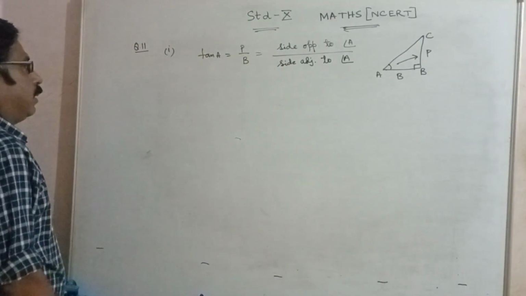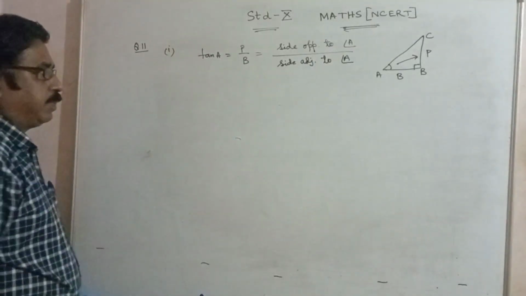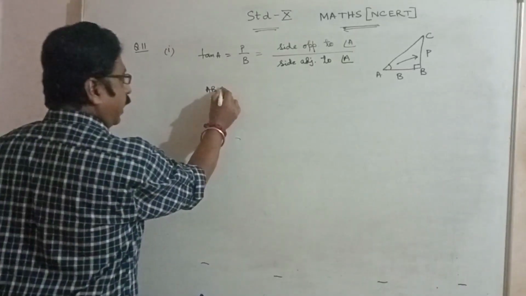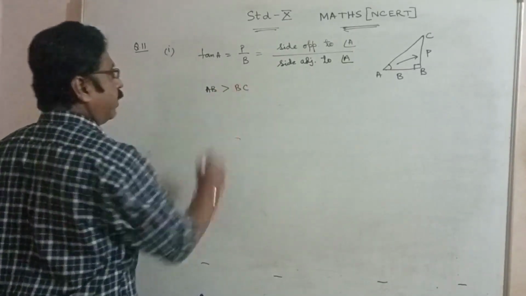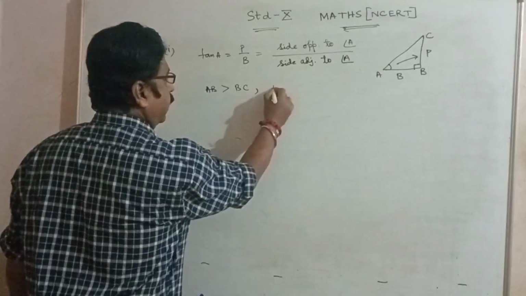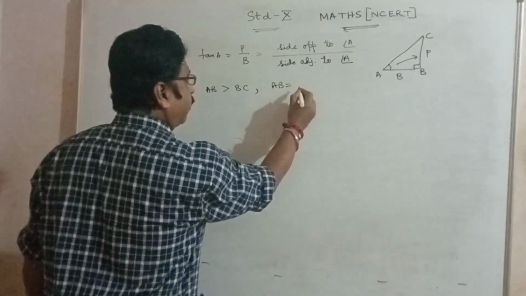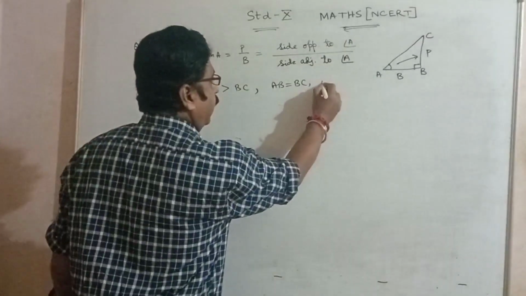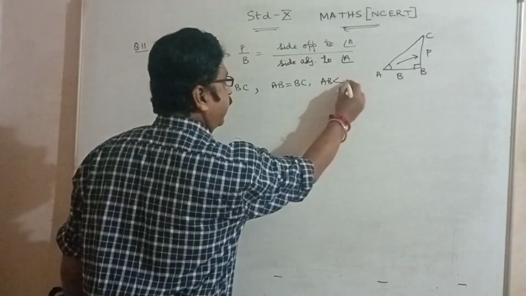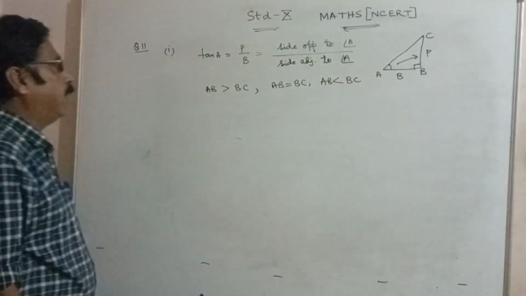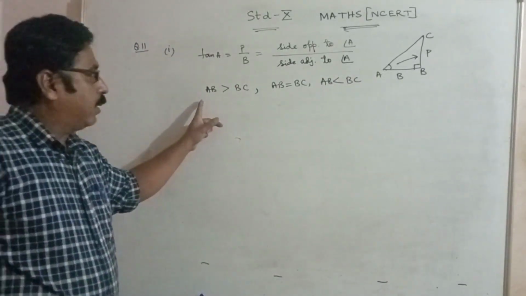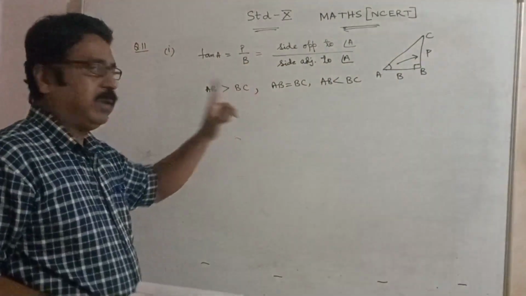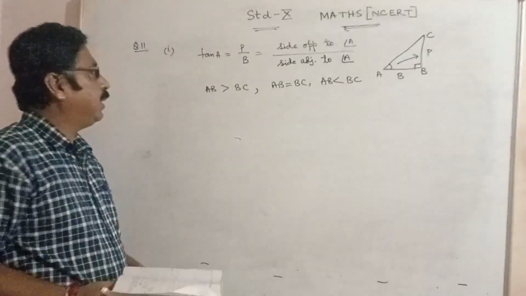Now, 3 cases are there. AB can be greater than BC, or AB may be equal to BC, or AB may be less than BC. AB is one side, BC is another side. Any side may be greater, or maybe both the sides are equal.